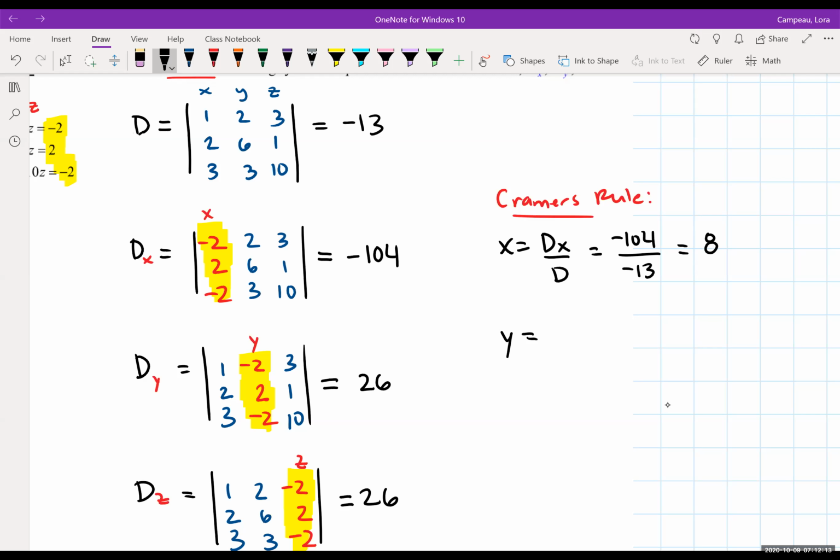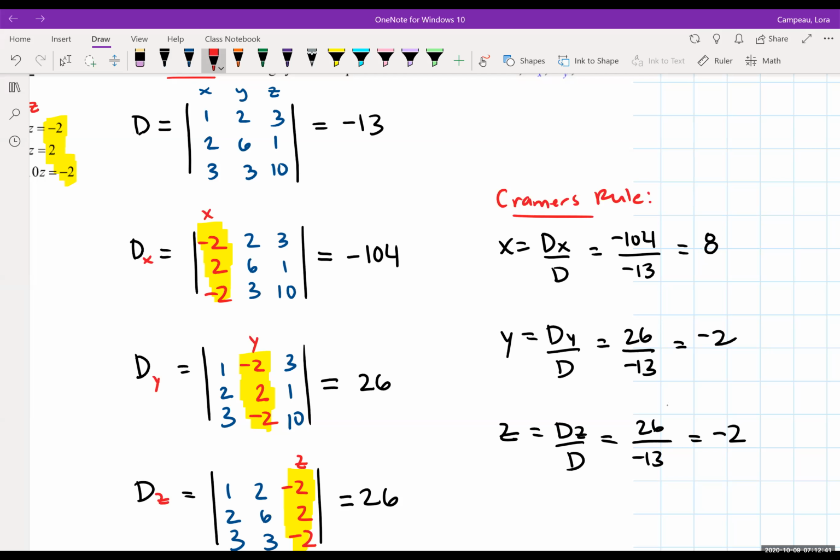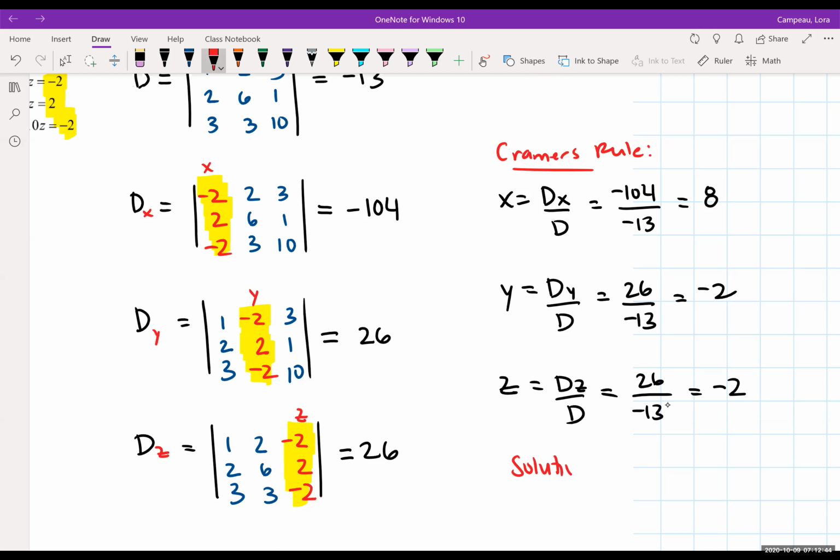Y value, d sub y divided by d. So that is 26 over -13. And that's kind of nice. I know 13 goes into 26 twice, but we do have a negative. So we have -2. Z, d sub z over d. And so that's also 26 over -13. So we also get a -2. So if we were looking at what the solution is, if we want to write the ordered triple, remember it's x, y, z. So x is 8, y is -2, and z is also -2.